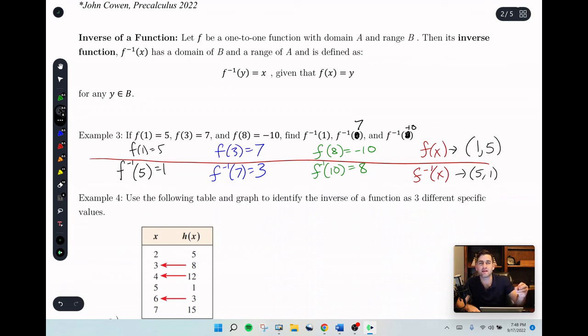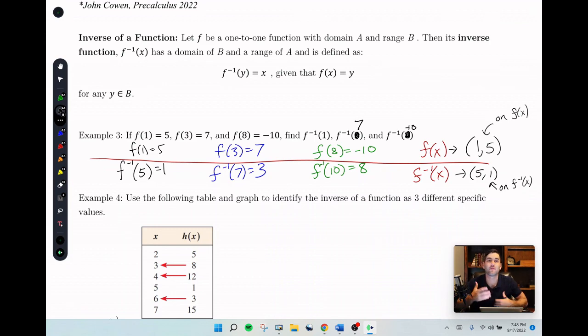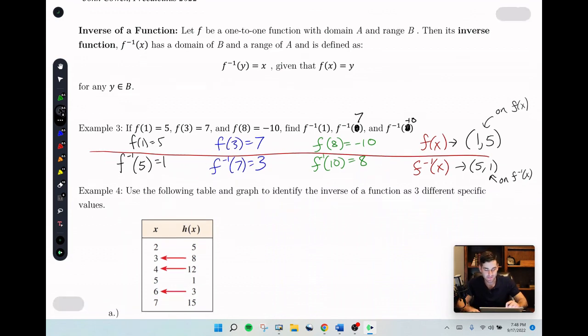So what we're saying is that first point is on the graph of f of x. And that second point better be on the graph of f negative 1 of x, or f inverse x. Interesting tidbit that when we get to graphing, you'll see happens.